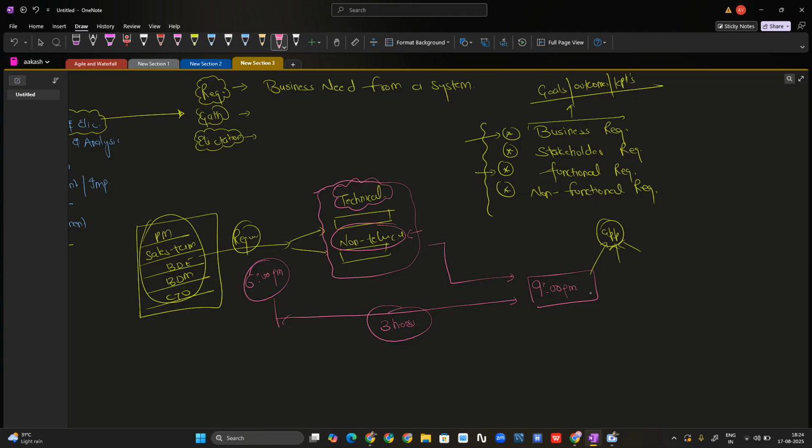ठीक है. Now let's suppose that meeting is at 9 p.m. So before the meeting, during the meeting and after the meeting, the requirement gathering is divided into three parts according to my experience. The very first part is pre-meeting preparation. Pre-meeting preparation. ठीक है, during meeting preparation and after meeting preparation.